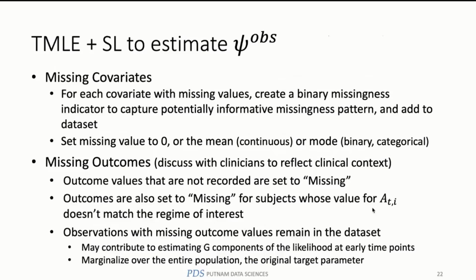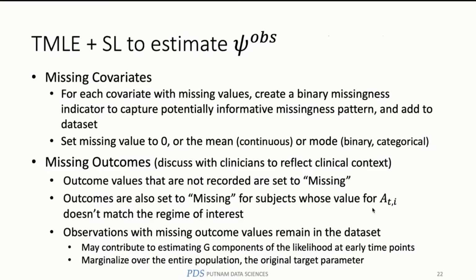For each covariate where there's a missing value, we're going to create a binary indicator that's 1 if it's observed and 0 if it's missing. And the reason to do that is because the very pattern of missingness might be informative. And we'll create the binary missingness indicator and just add it to the data set as another covariate, as another thing to potentially use in the analysis.